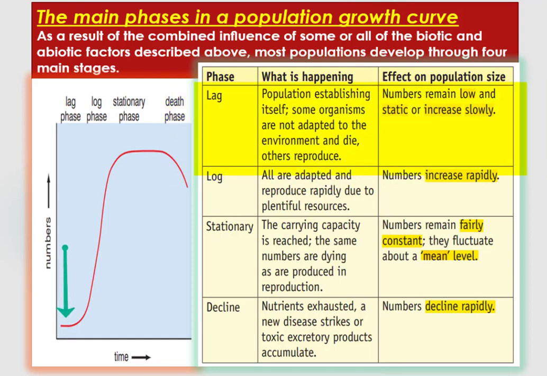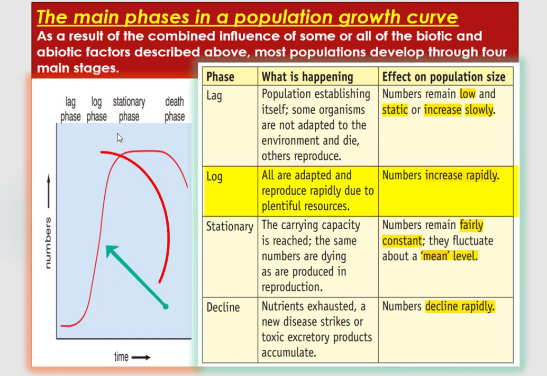In lag phase, the population establishes itself or starts to live in an area for the first time. Then they need to be adapted to the environment before they reproduce. In this case, individual members of the population struggle to adapt, and then, once adapted, reproduce. Individuals who cannot adapt to the environment die out from that environment. Due to this reason, the numbers remain low and static or increase slowly.